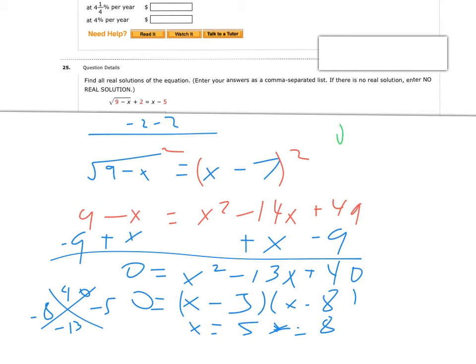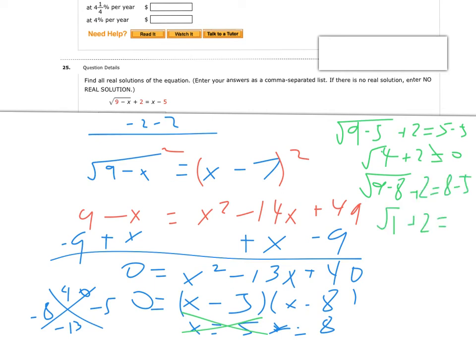This is not optional. So I'm going to go 9 minus 5 plus 2 equals 5 minus 5. And so the square root of 4 plus 2 equals 0. And that is obviously not true. So 5 is an extraneous solution. Now this doesn't mean that 8 is necessarily true. It probably is, but I have to check it anyway.